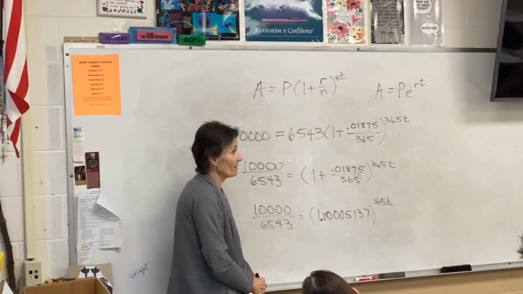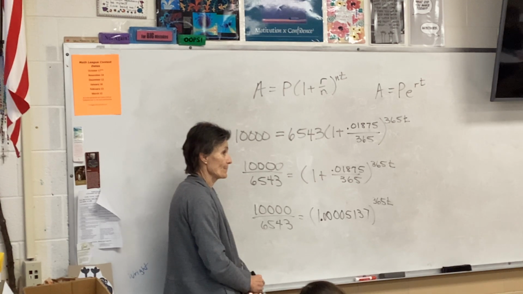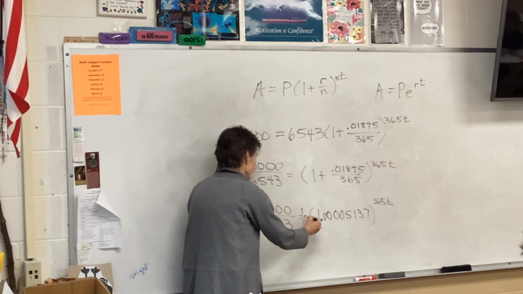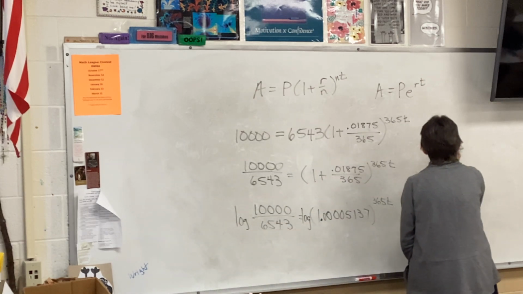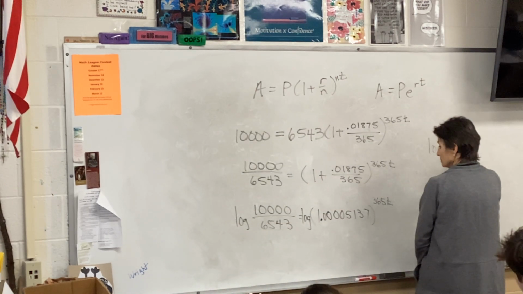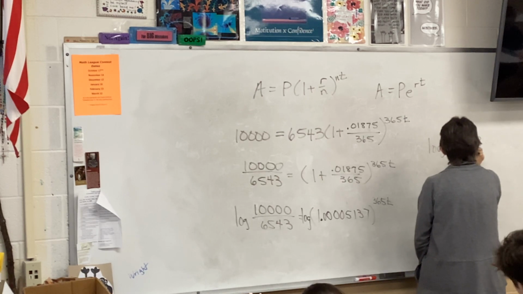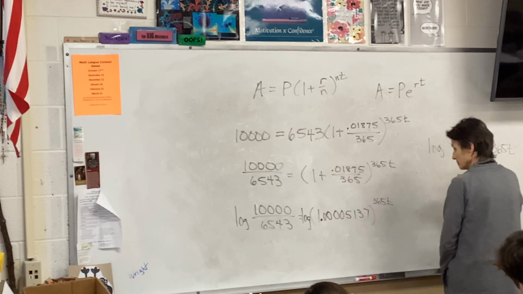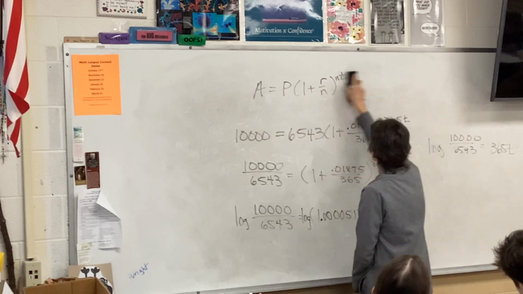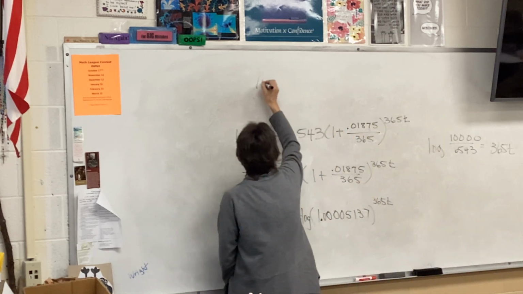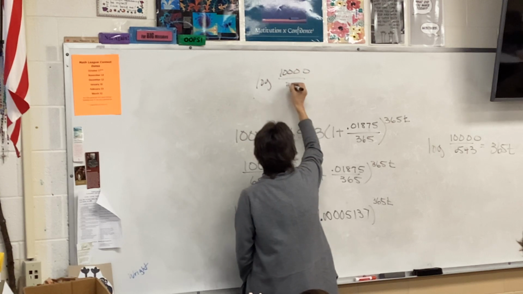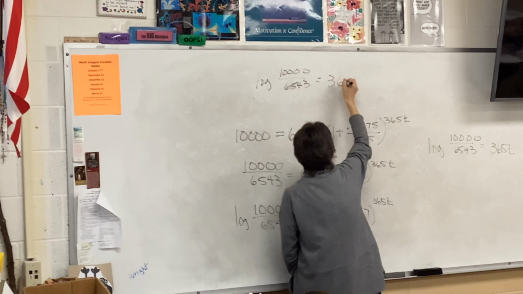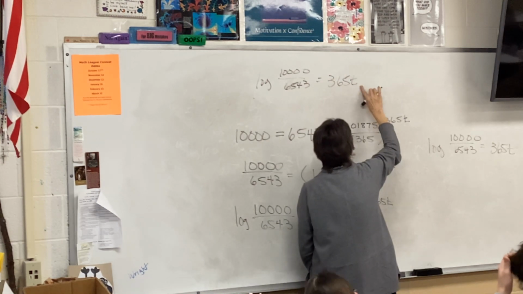Alright, where's my variable? I have no choice, I'm going to have to log both sides. And when I do that, my 365 comes out in front. So I'm logging both sides. 365 out in front.